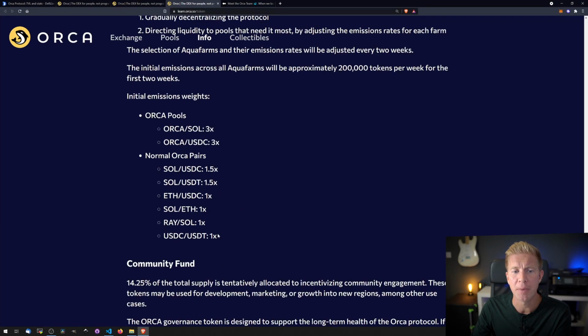These are the pools that are currently being incentivized, and then it's Aqua Farms, and you can see the one that I put the funds into, USDC USDT, is at a 1x multiple. Whereas some of the pools, like the Orca Sol pool, which is actually providing liquidity for the Orca governance token, is getting a 3x incentive. I'd expect Orca and Sol to move together to some extent. So if you're looking for a more high-risk investment, then that might be something that you're interested in.